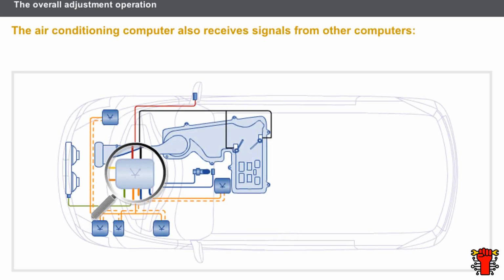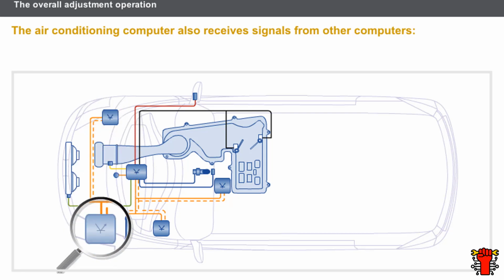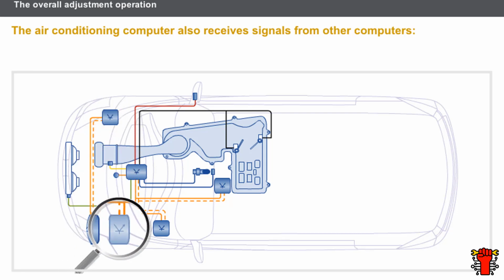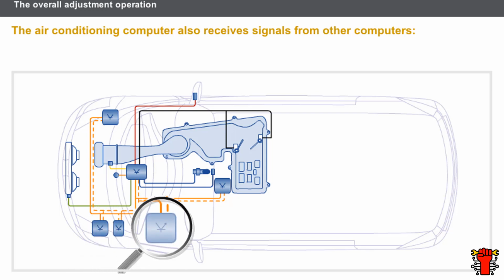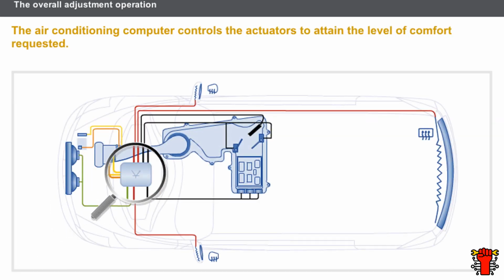The air conditioning computer also receives signals from the following computers: the injection computer, the ABS computer, the airbag computer, and, depending on the vehicle, the engine switching and protection unit, or UPC, and the passenger compartment central unit, or UCH. The air conditioning computer controls the actuators to attain the level of comfort requested.